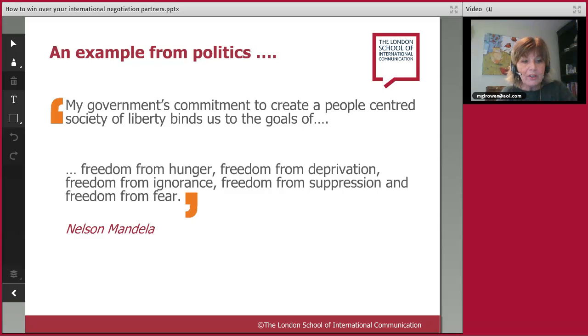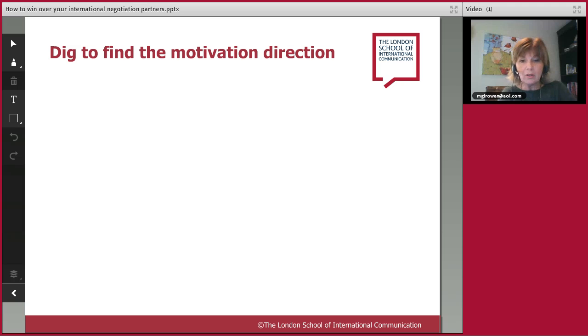So what happens when you're in a situation looking for motivation direction? You'll often find people might say things like, it's important that we make a difference, or communication is really important to us. And those words are too abstract. You don't really know exactly what the motivation direction is. So you need to start digging.